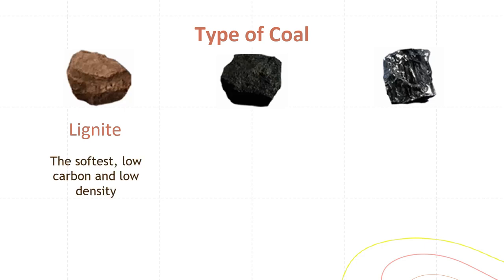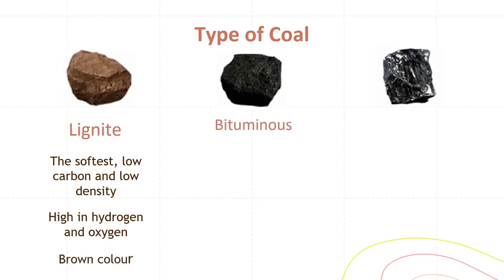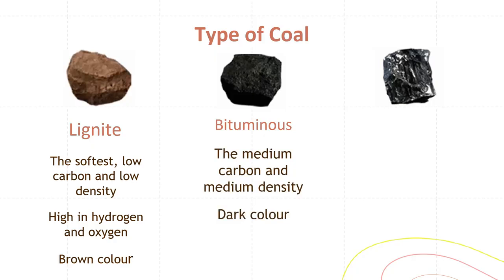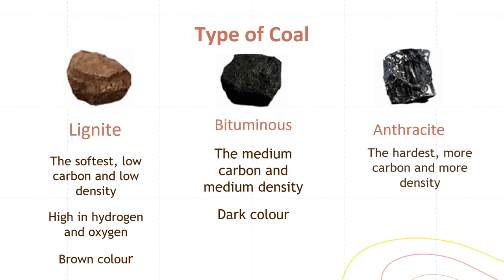Lignite is the softest, with low carbon and low density, high in hydrogen and oxygen, brown in color. Bituminous has medium carbon and medium density, dark in color. Anthracite is the hardest, with more carbon and more density, giving higher energy content, and is a shiny black color.